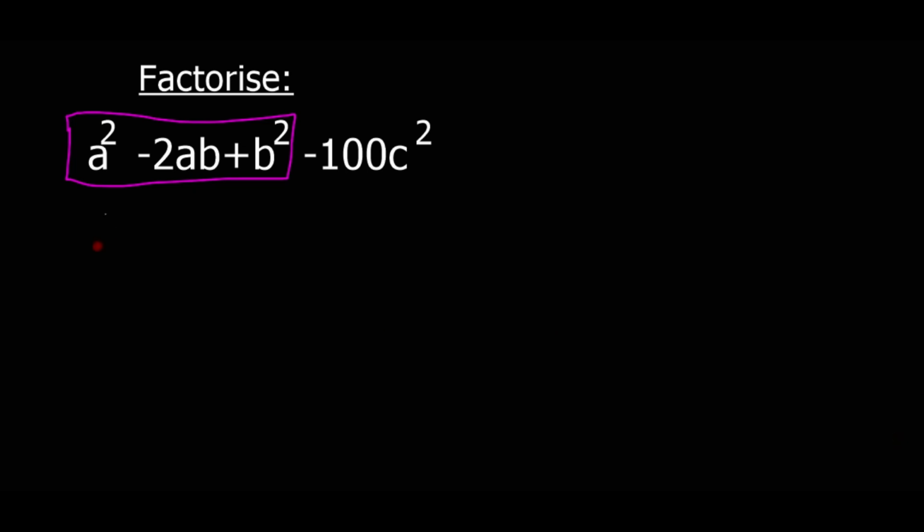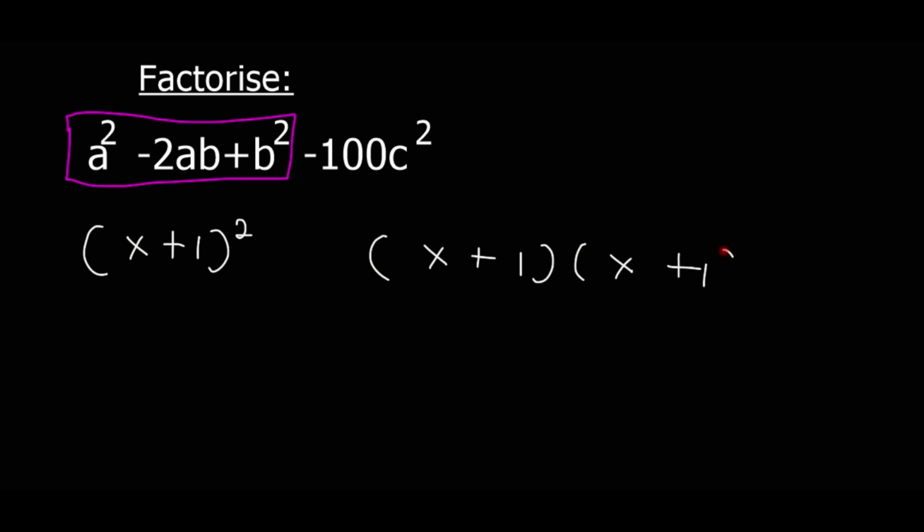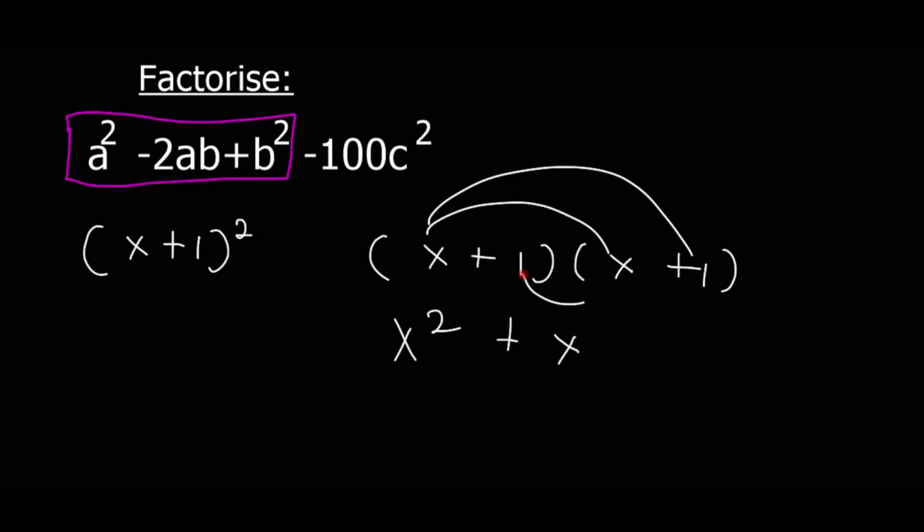Remember, when we factorize something like this one, when using the FOIL method, you will start by expanding. Then you get x times x, which is x squared, and then x times 1, which is x, and then 1 times x, which is x, and 1 times 1, which is 1. From here we group like terms: x and x make 2x.